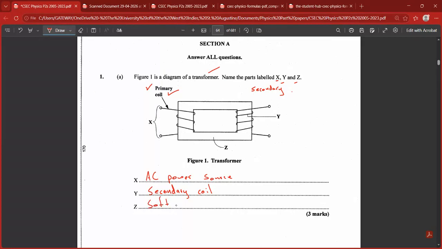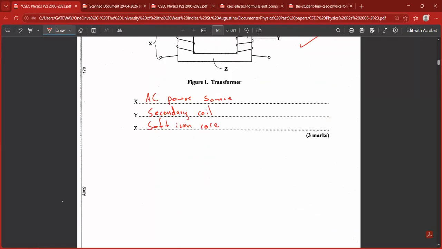So soft iron core. That is how you label it. Sometime, I believe in 2025, I can't remember which year, they asked to draw a transformer and label it. But here they already give you the transformer drawing and they just want you to label it. So knowing how to draw and label a transformer is very important. Understand the solution here, right? So we're going on now to the next part.